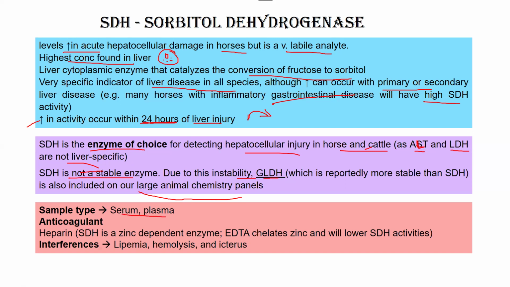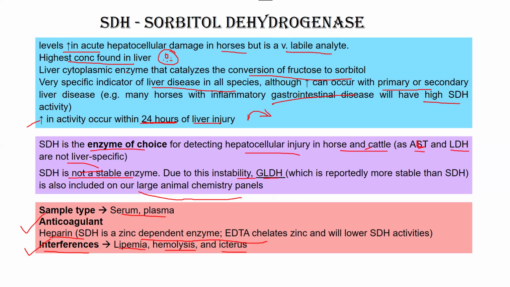To measure SDH, you should have serum or plasma. The anticoagulant is again heparin, the reason I have told you earlier. The things that will interfere with SDH levels in the sample are the sample being lipemic, hemolyzed, or icteric. Those who want to see the details on this, I have posted a lecture on artifacts in the blood samples, and also on the vacutainers; you can watch those lectures for more details.